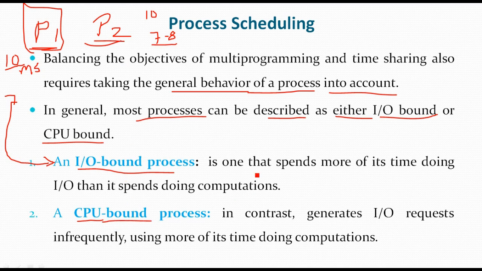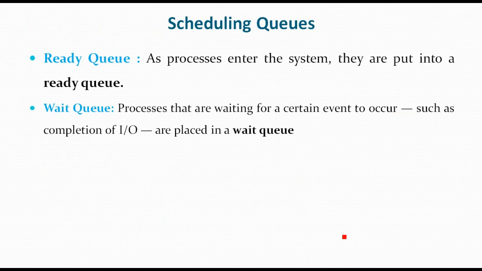Let us come to the formal definition. An IO bound process is one that spends more of its time doing IO than it spends doing computation. In contrast, the CPU bound process uses most of its time doing computation rather than IO operation. So this is the CPU bound and IO bound.